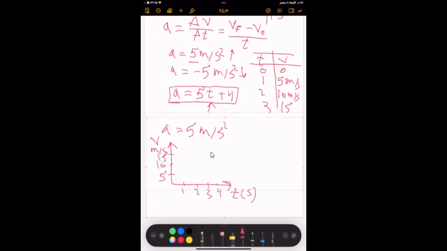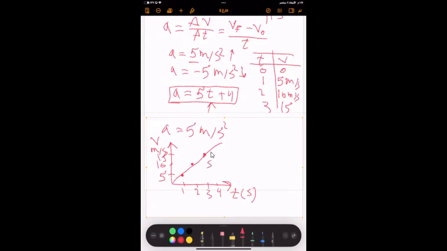For t equals 1, v will be 5, here. For t equals 2, v is 10, here. For t equals 3, v is 15, here. If we join these points, we will have a straight line. So the velocity-time curve for a constant acceleration is a straight line.